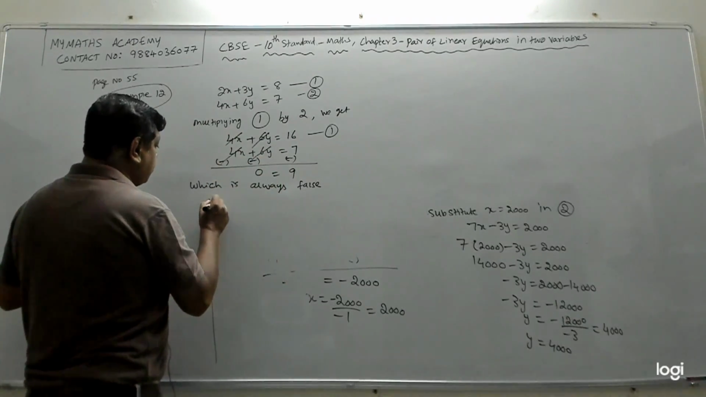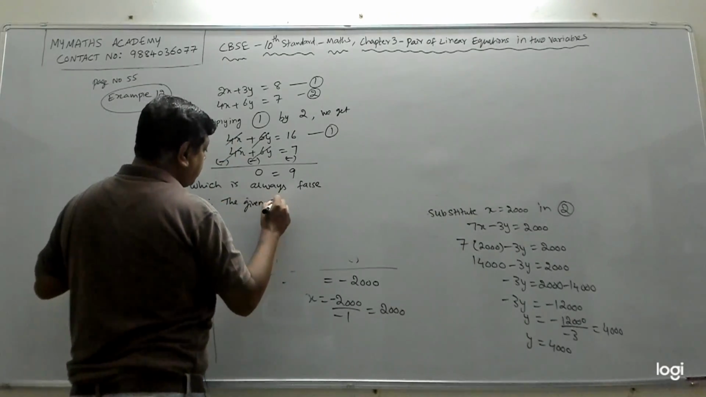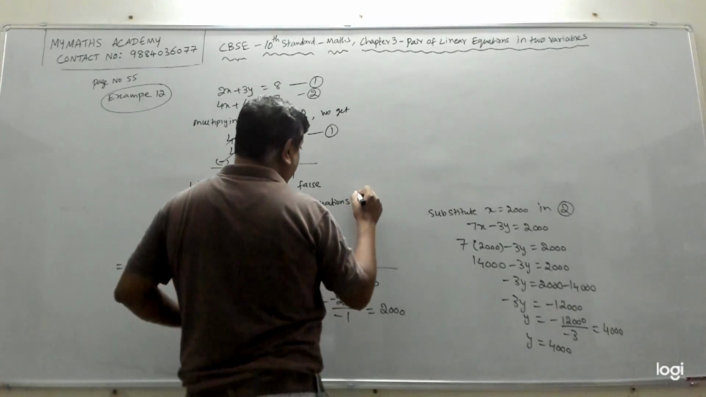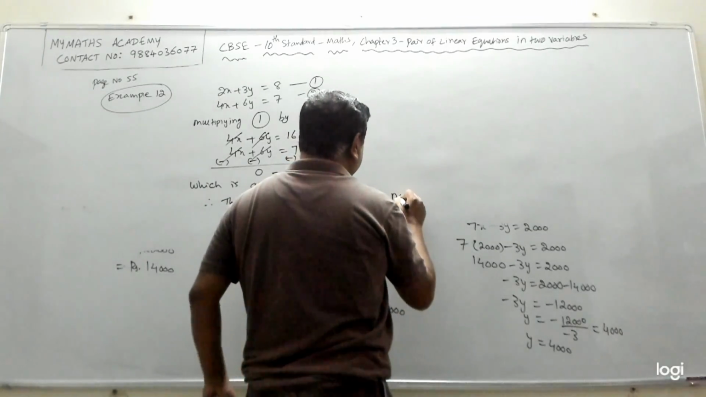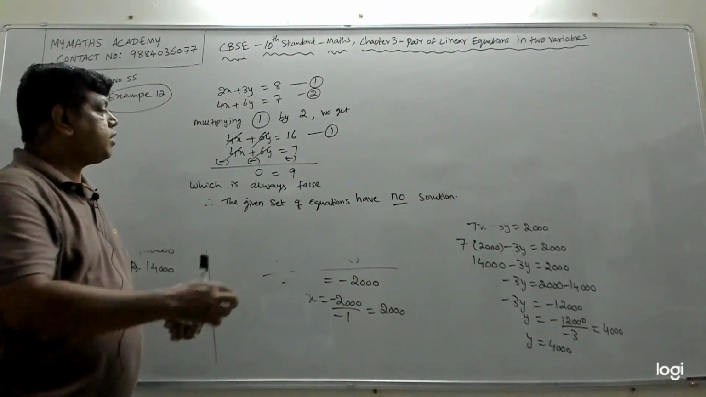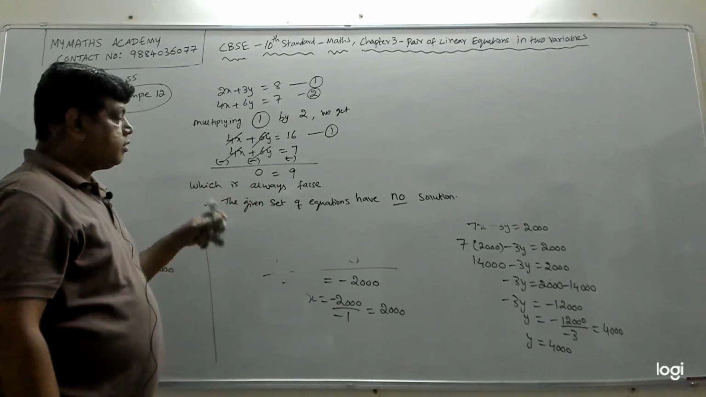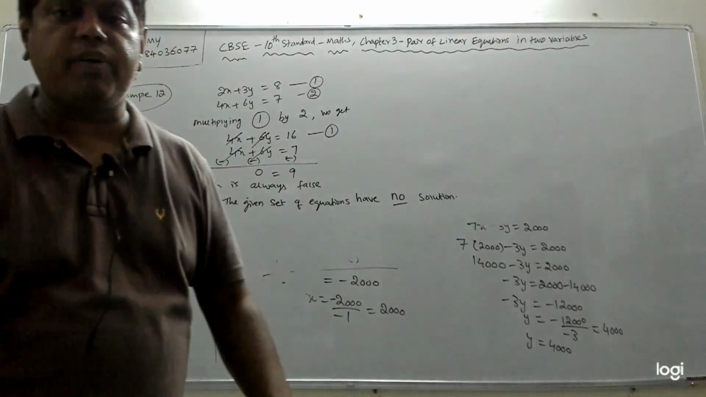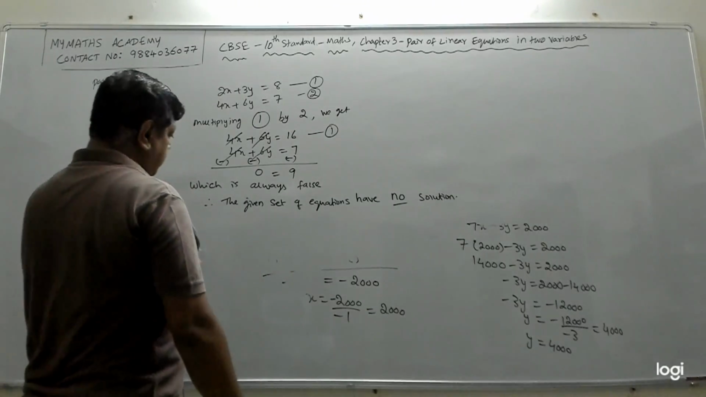Therefore we will say the given set of equations have no solution. The word no is very important. Why no solution? Because we are getting a false statement. We are getting 0 equal to 9, which is a false statement. Therefore, we can say the given set of equations have no solution, which means it does not have any solution. We cannot find any solution. Clear?